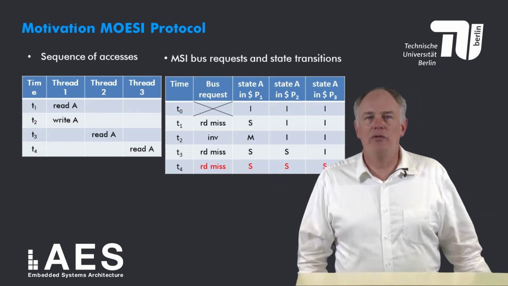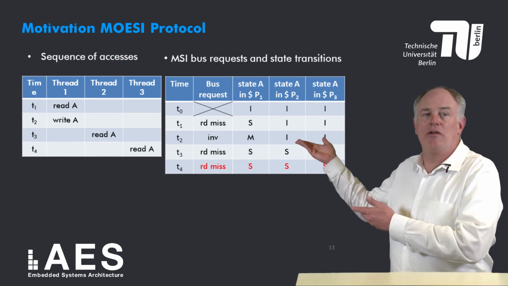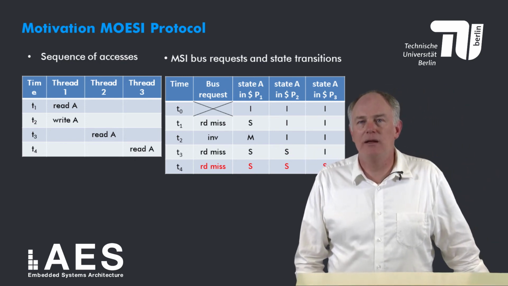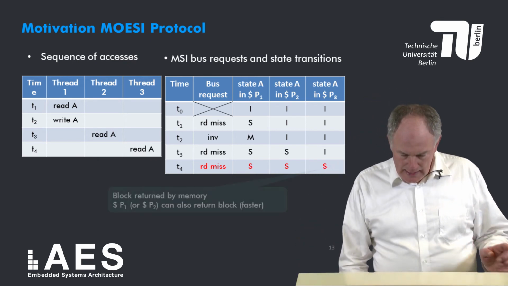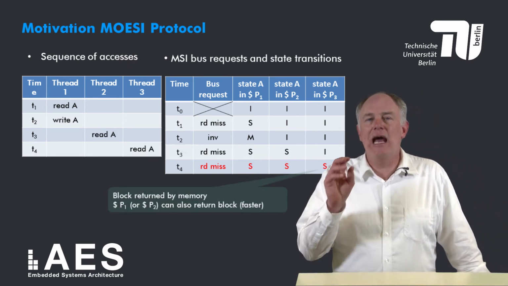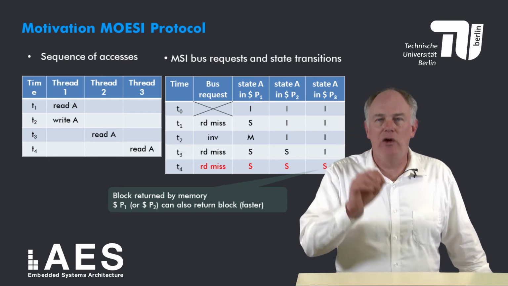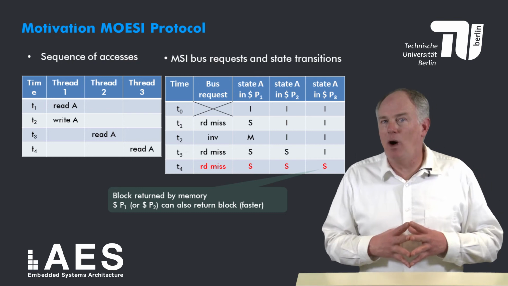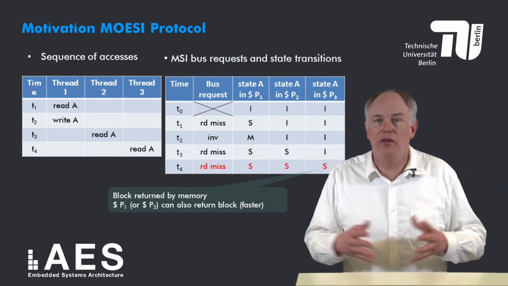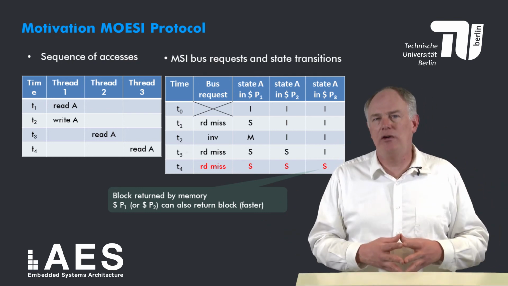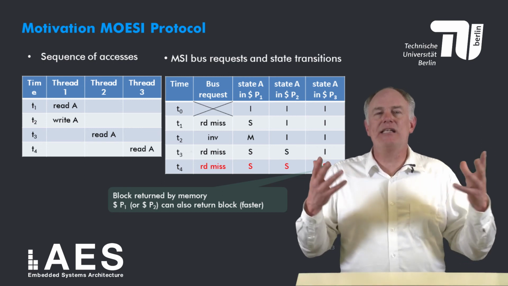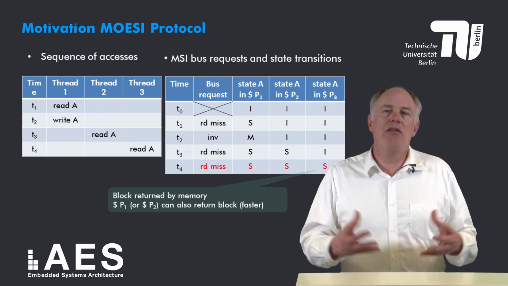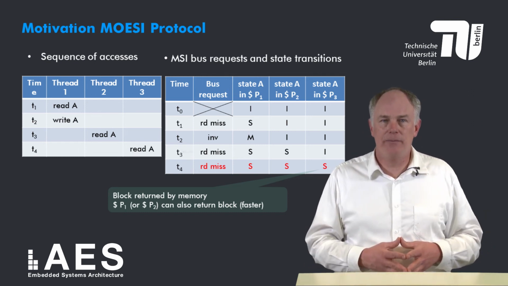So what can be improved here, in addition to the write of A at time T2, which can be improved by the exclusive state? Well, at time T4, the cache block is returned by memory in the base MSI protocol. The cache of P1, however, or the cache of P2 for that matter, could also have returned the block, and since the cache access time is always shorter than the memory latency, either option would have been faster.